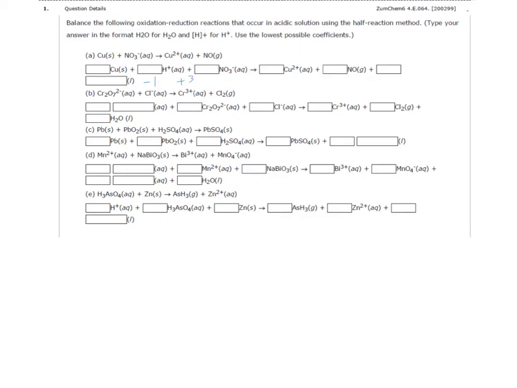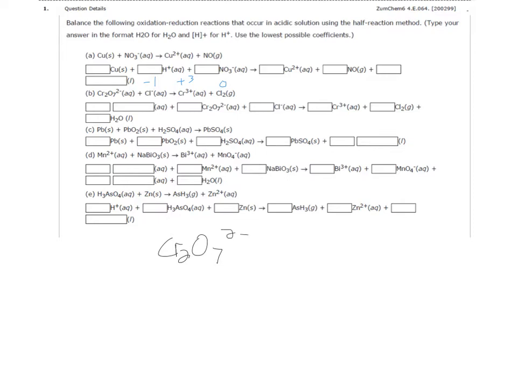Chromium 3 ion, alone, bears a charge. Its oxidation state is also the charge. Chlorine molecule, diatomic, neutral. Oxidation state is 0. Now let's tackle the other compound. This is a kind of a fun compound.